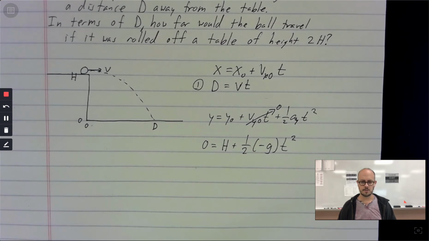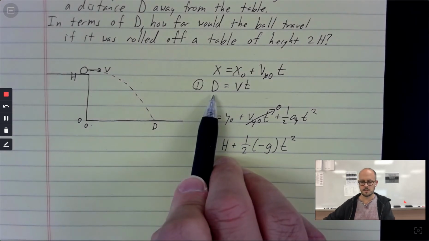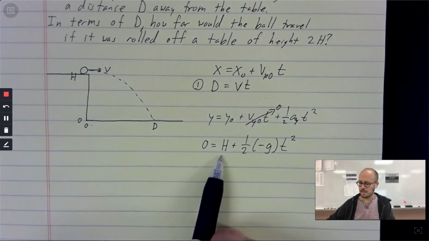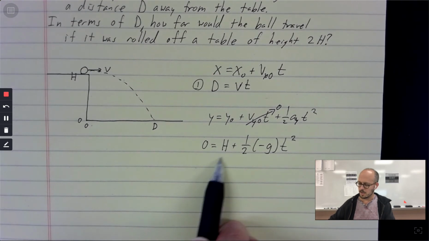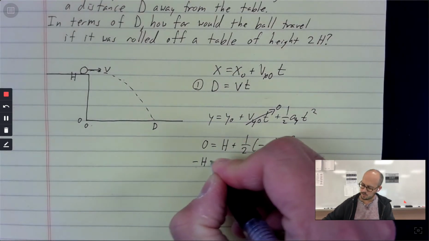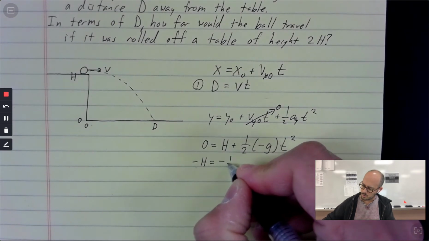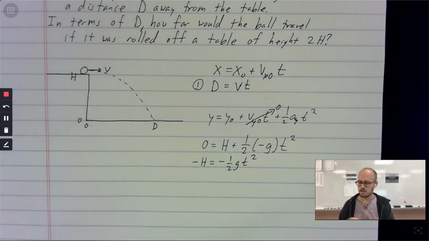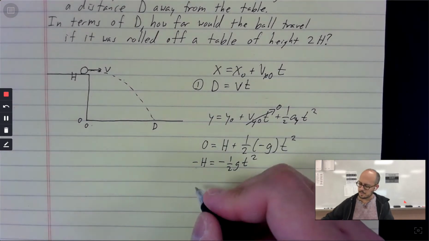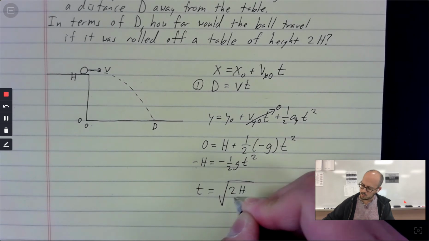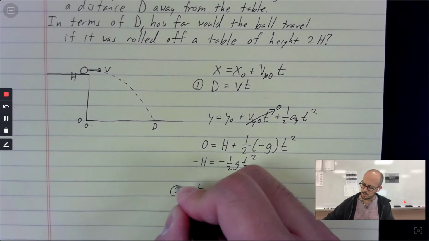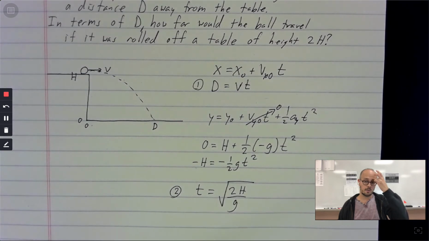So it is possible to use just this work to figure things out, but I'm going to go all the way through this and derive an expression for d that is in terms of h and any other variables that show up. So I'm going to solve this. I'm going to subtract h from both sides. I get negative h equals negative 1/2 gt squared. And if I solve this for t, I get t equals the square root of 2h over g. And we'll call that equation 2.